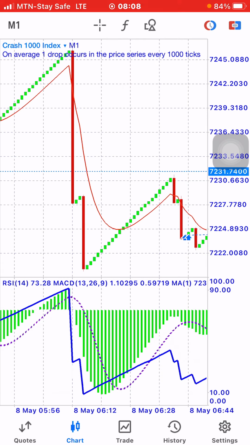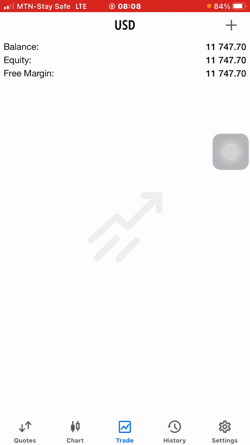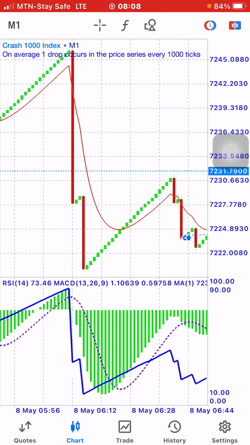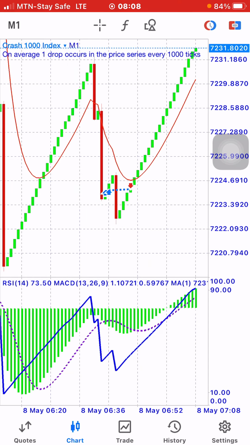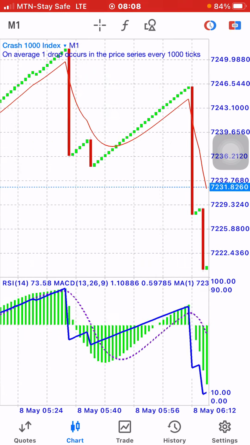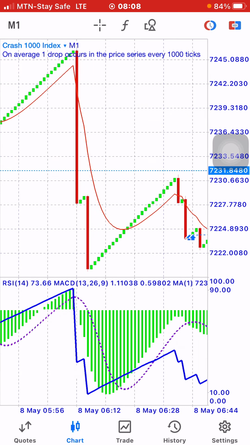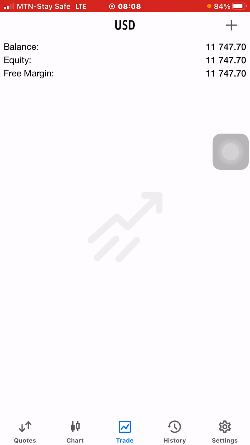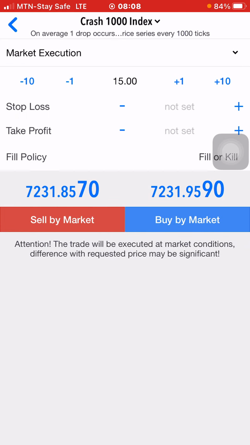So how do you enter the market? You click on trade down here. Look at the example I'm showing you. When you click on trade down here, you click on this plus sign. The first thing you do is set your lot size.